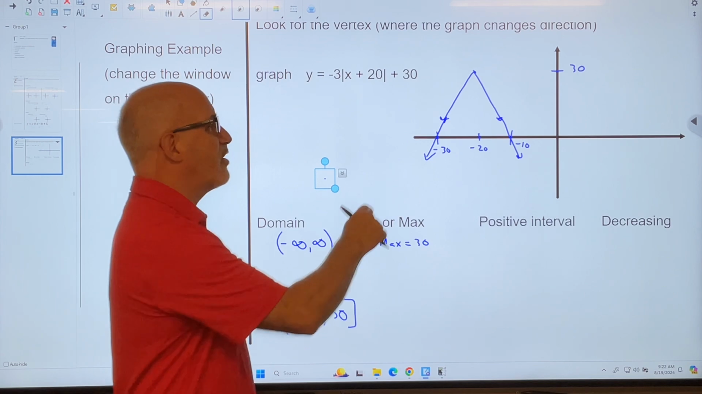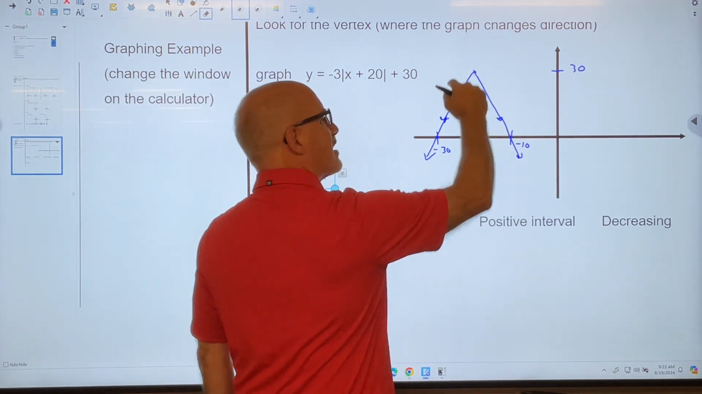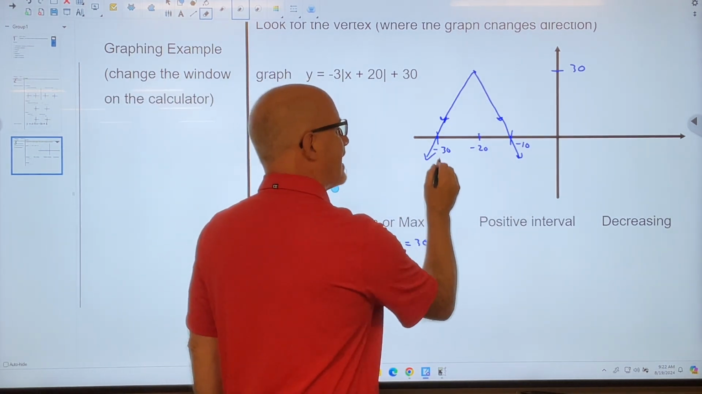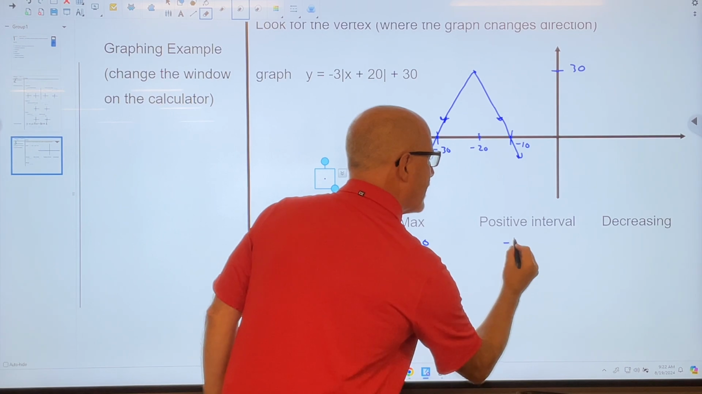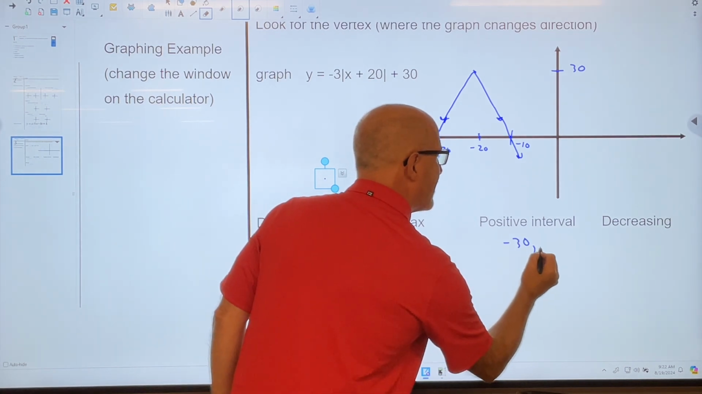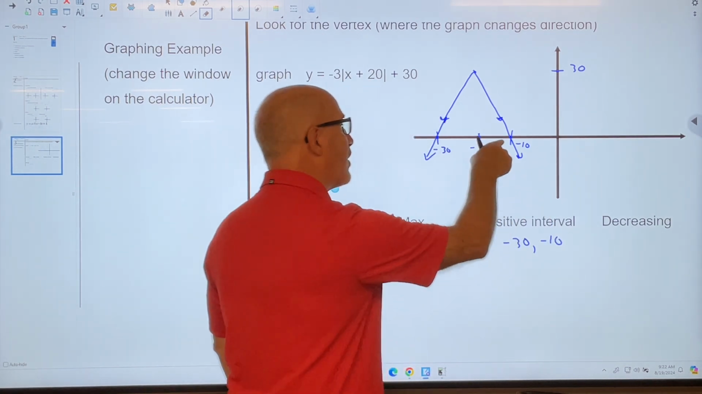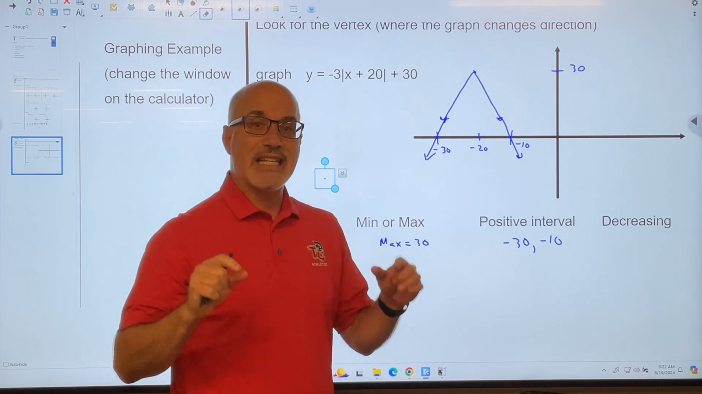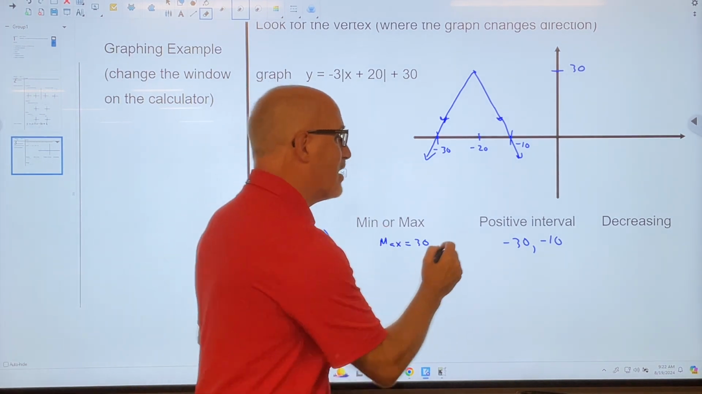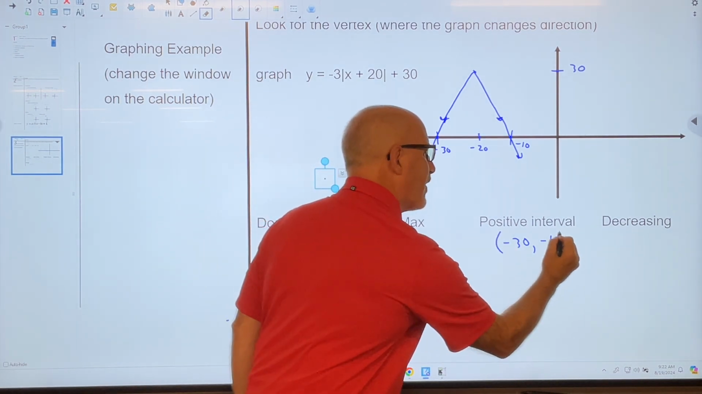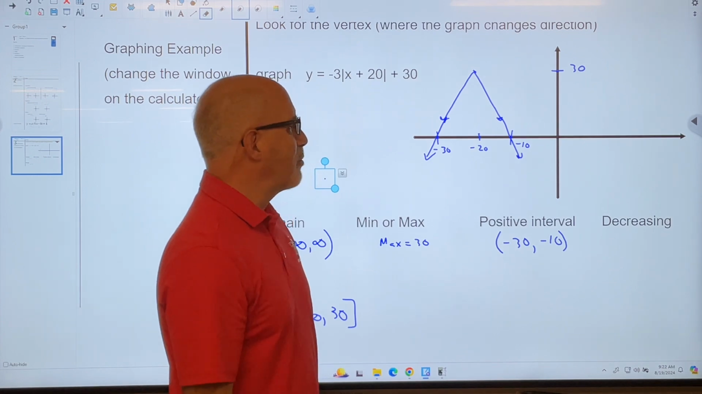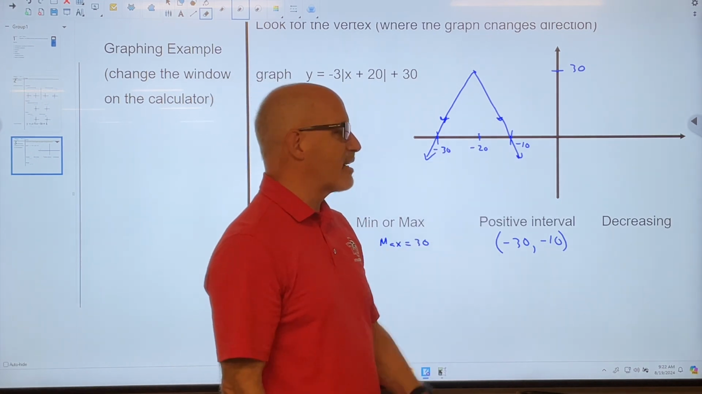So the positive interval, when is it above the axis and positive here? It's from -30 to -10. But remember, at -30 and -10, it's 0, it's not positive, so we don't include it, because it's either positive or negative on the axis.